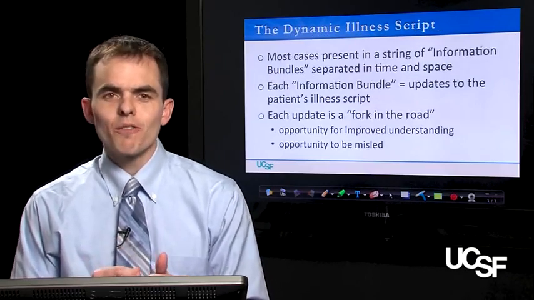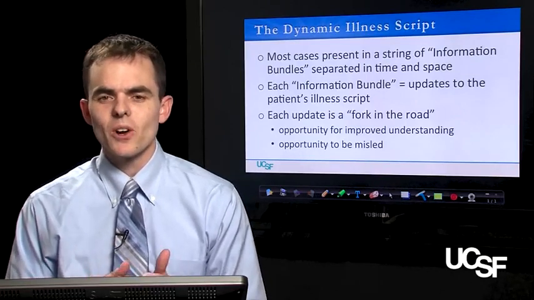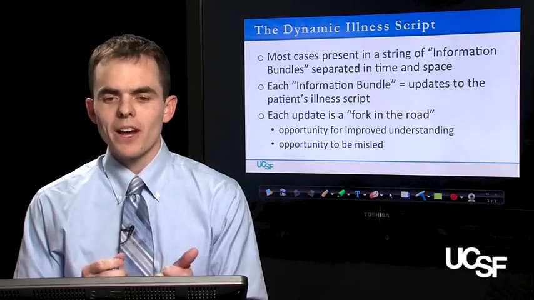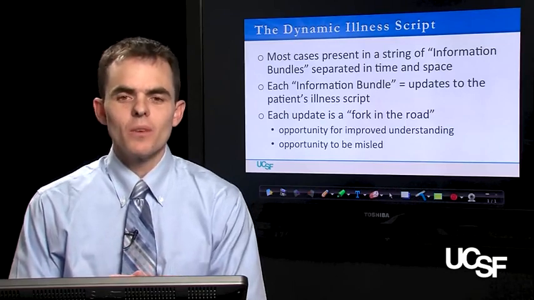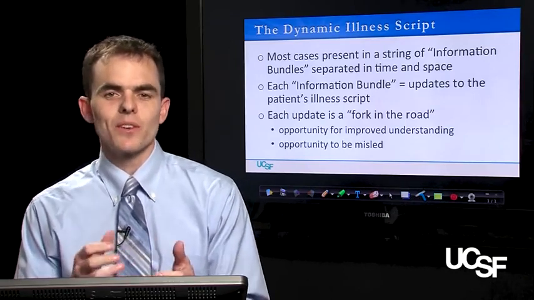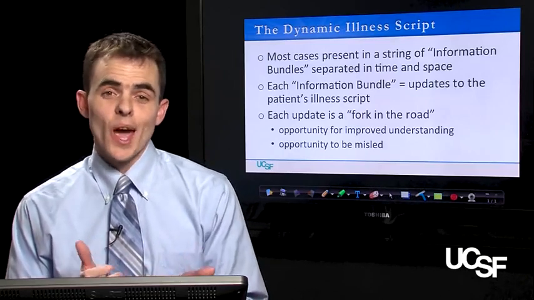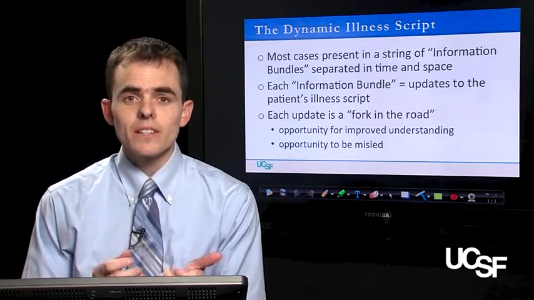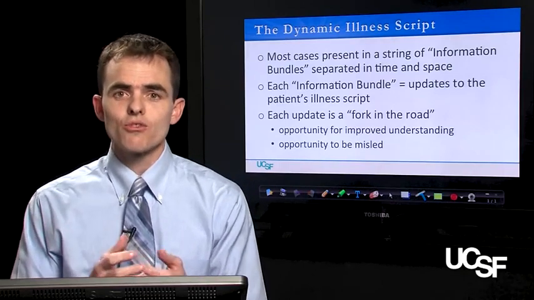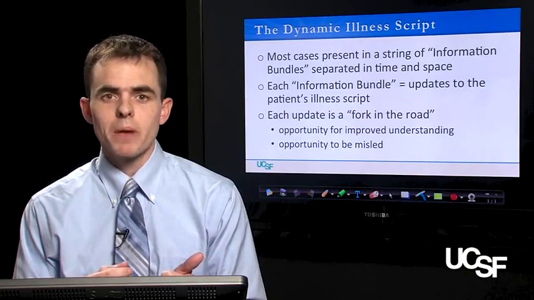So to understand this even further, I think we really need to spend some time understanding how dynamic illness scripts are. We often talk about a case and say, oh, this guy came in with these symptoms for this many days, he had this x-ray, and the diagnosis was this. It was an amazing case. But that's actually not how it happens in real life, right? Most cases are presented as a string of what I call information bundles that are separated in time and space.